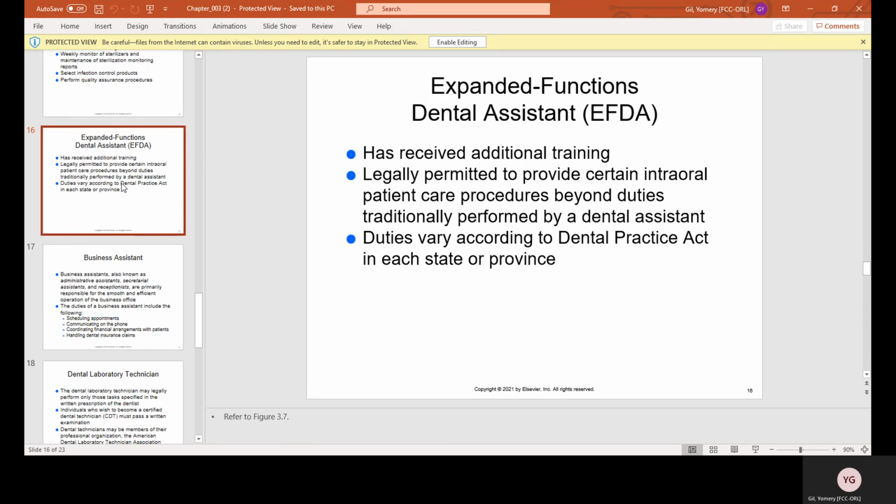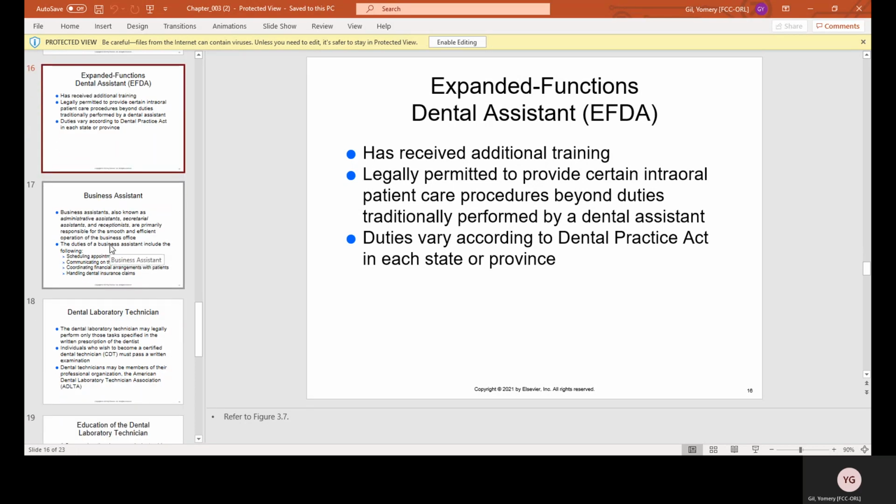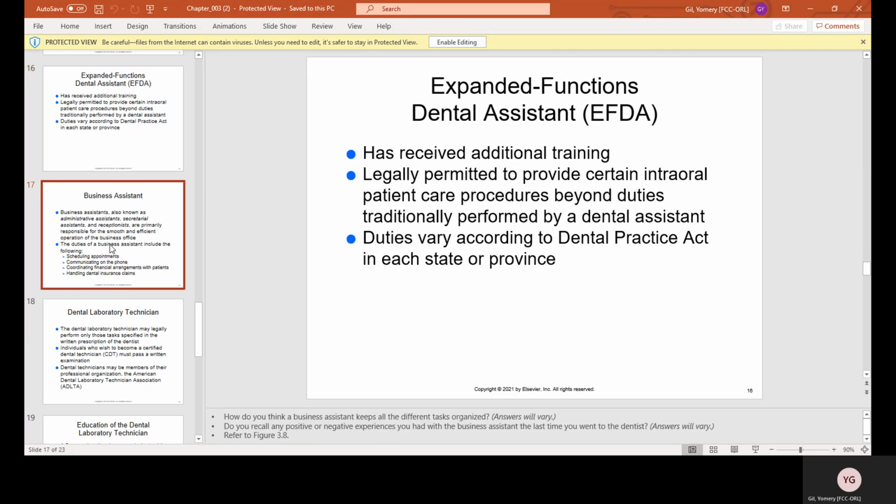Now, the expanded functions dental assistant, which is also known as the EFDA, has received additional training like you guys. You're legally permitted to provide certain intraoral, which means inside of the mouth, patient care procedures beyond duties traditionally performed by a dental assistant. Duties vary according to the Dental Practice Act in each state or province, which means what you can do in Florida might not be the same thing that you can do in Georgia or in Texas as an expanded functions dental assistant. Each state regulates what you can and can't do.